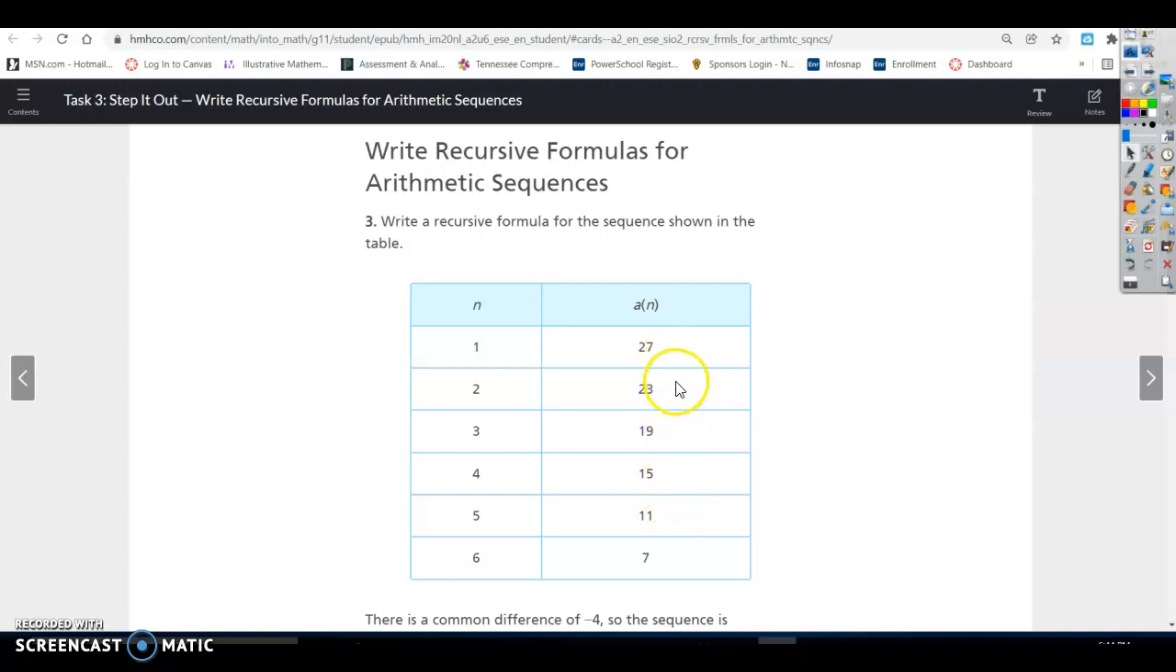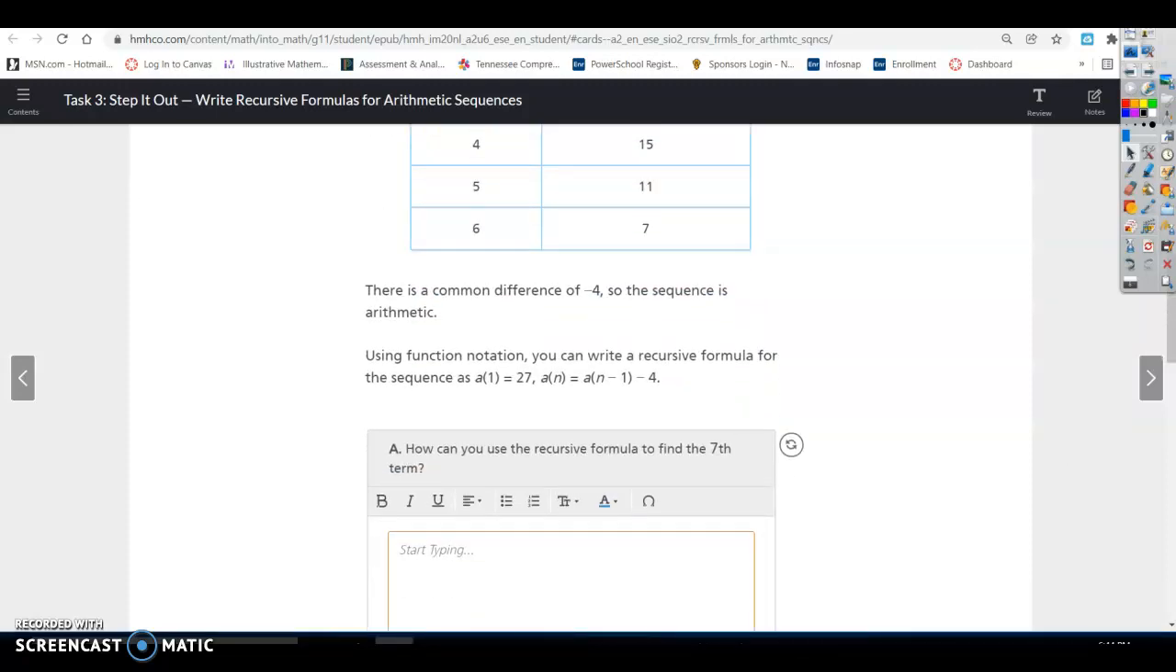So you can see that it goes down by 4 each time. So our common difference will be -4. So it says there is a common difference of -4, so we know the sequence is arithmetic. Using function notation, you can write a recursive formula for the sequence as a of 1, your first term, equals 27, and then a of n equals a of n minus 1, this is your previous term, minus 4.